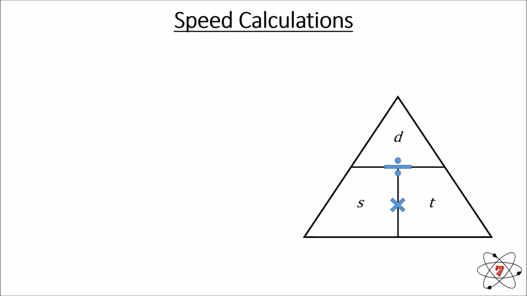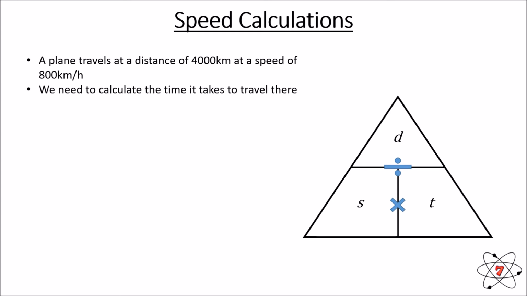Okay, let's have a look at a third example just to make sure that you really understand this. So this time we have a plane traveling a distance of 4,000 kilometers, and we have a speed of 800 kilometers an hour. This time we're not looking to calculate the speed, we're looking to calculate something else. This time we need to calculate the time that it takes this plane to travel there.